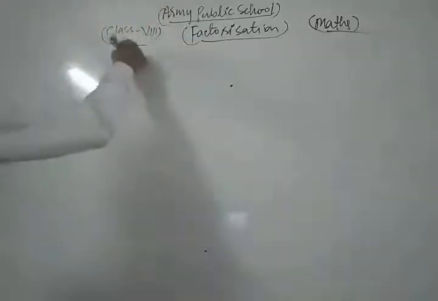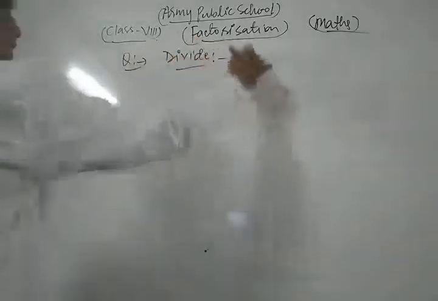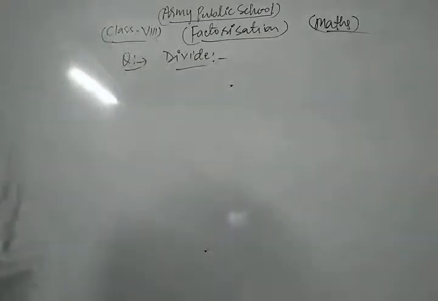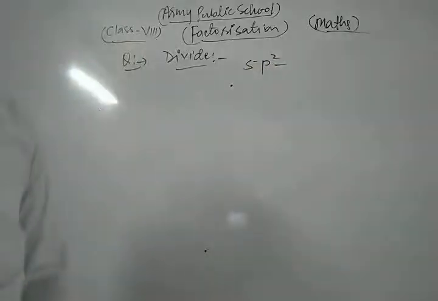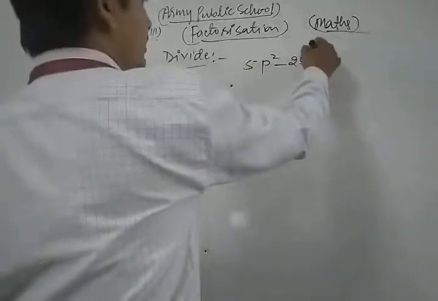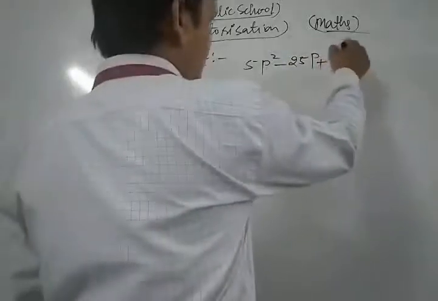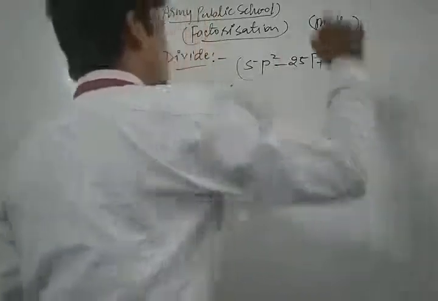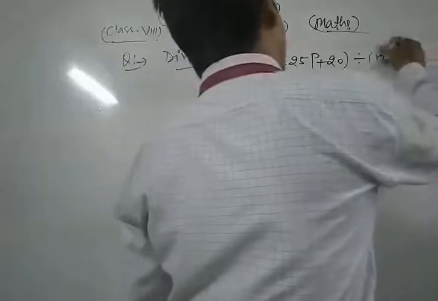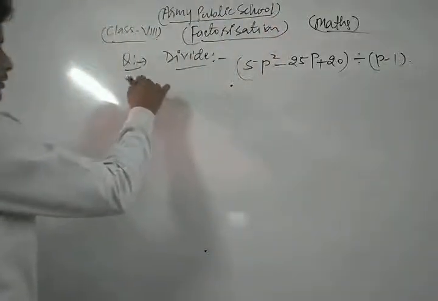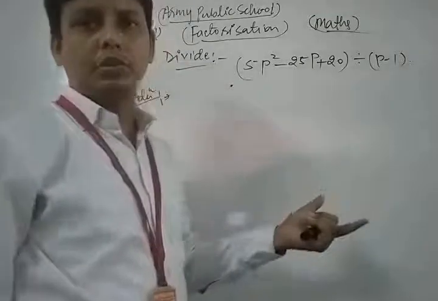Now we take some other important question. Divide 5p square minus 25p plus 20 divided by p minus 1. Now let's see its solution. This is a very important question.